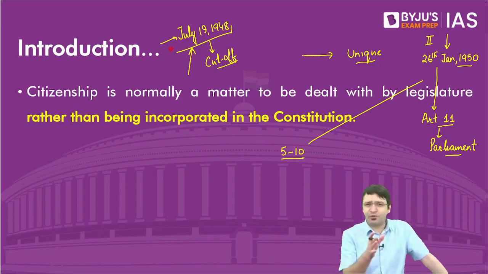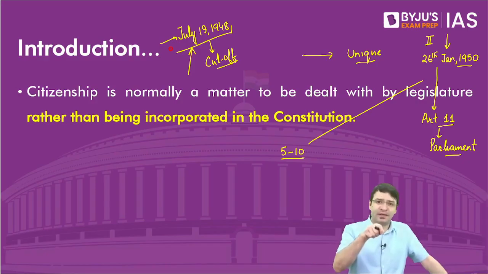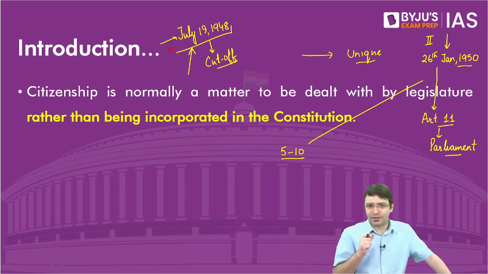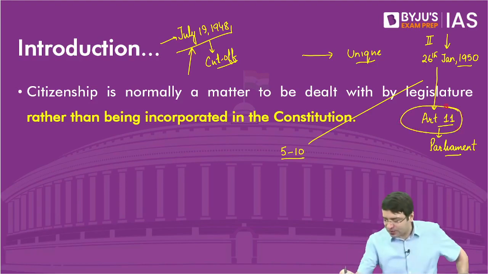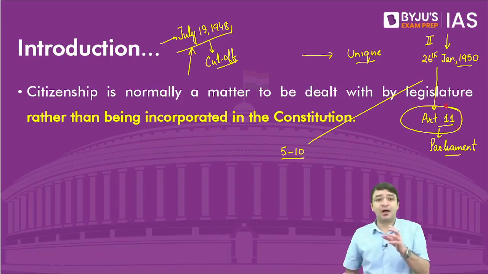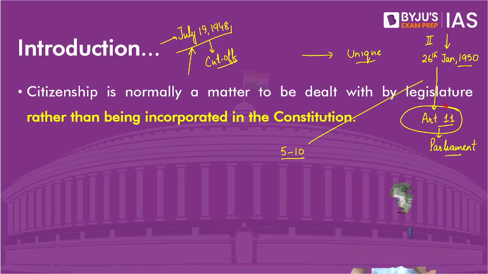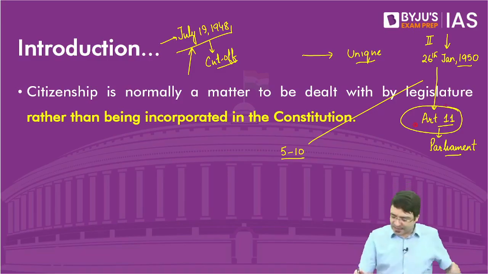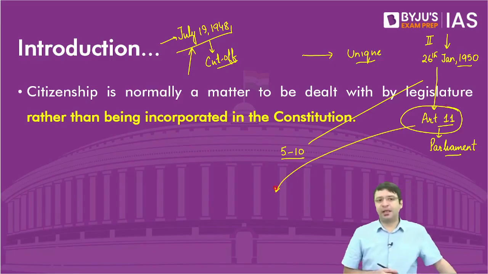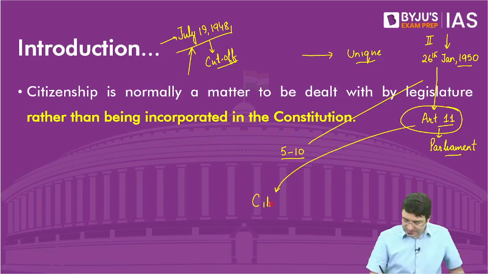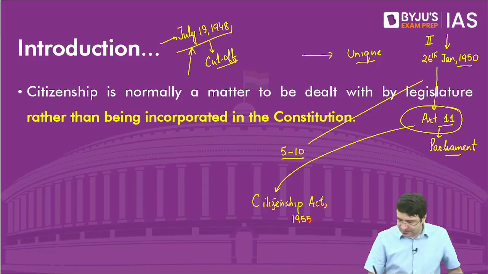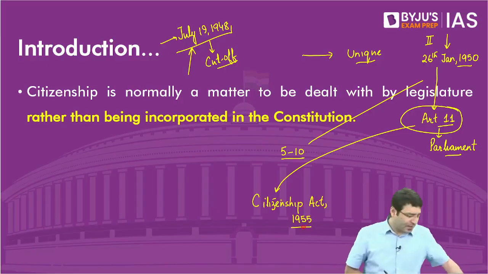So Articles 5 to 10 are not of much relevance now because they deal with who is the citizen of India at the time of the commencement of the Constitution. We'll have to particularly focus on Article 11 because Article 11 gives power to the Parliament to regulate all matters related to citizenship. And that is how Parliament used Article 11 of the Constitution to enact the Citizenship Act. The year was 1955. Clear?